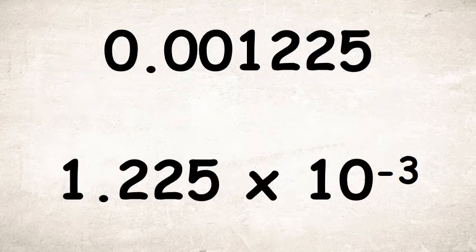Another small number, 0.001225. In this case we need to shift the decimal point 3 times until it is behind the number 1, and that will give us 1.225 times 10 to the power of minus 3.